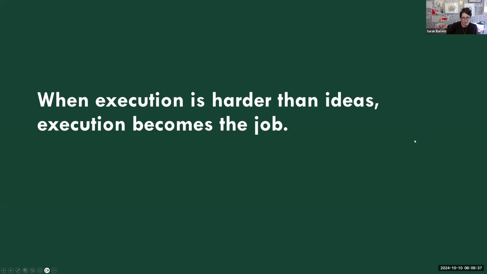I think we can ask a better question because at a certain level in certain kinds of organizations, the job is different than we thought it might be. When getting it done is harder than figuring out what to do, getting it done is the job.